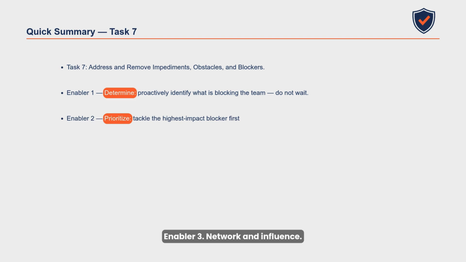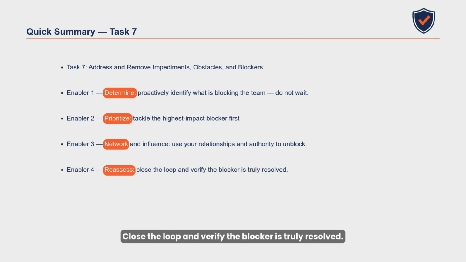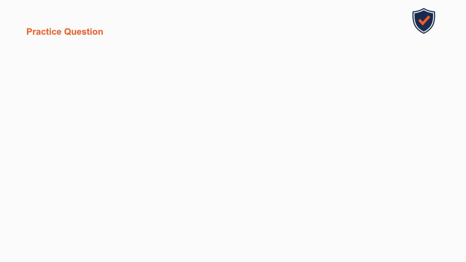Enabler 3. Network and influence. Use your relationships and authority to unblock. Enabler 4. Reassess. Close the loop and verify the blocker is truly resolved. And remember, removing blockers is the servant leader's primary job. The team does the work. The PM clears the path. Let's test your understanding with an exam-style question.